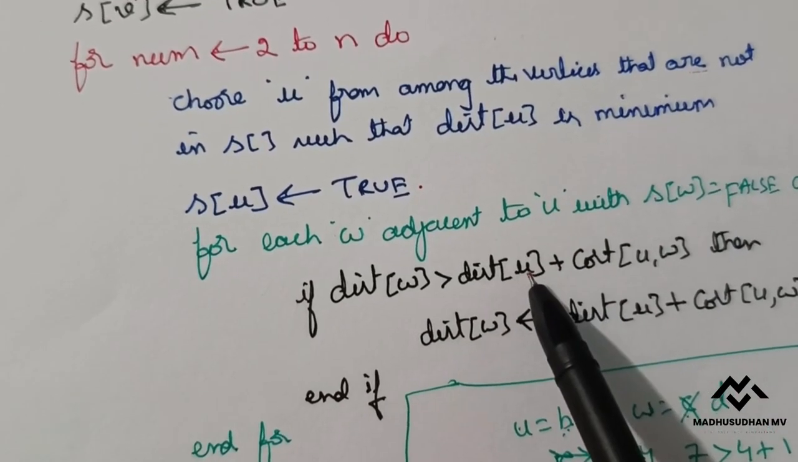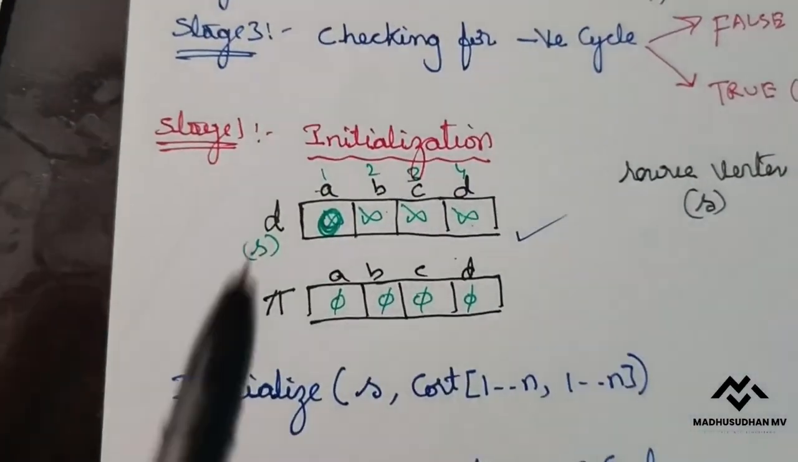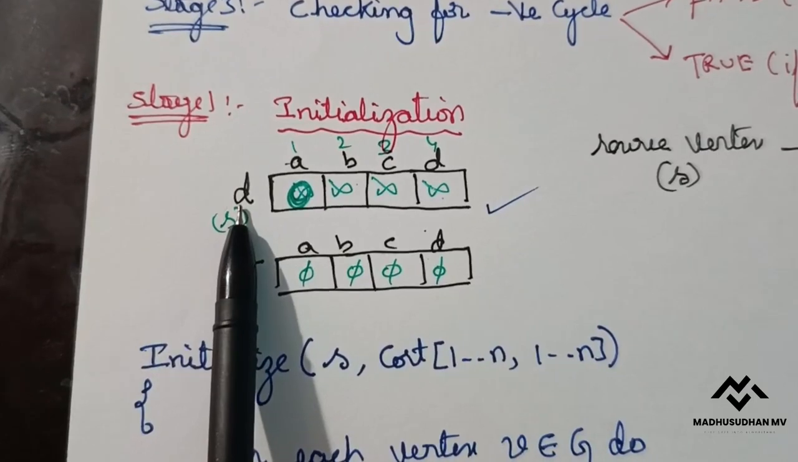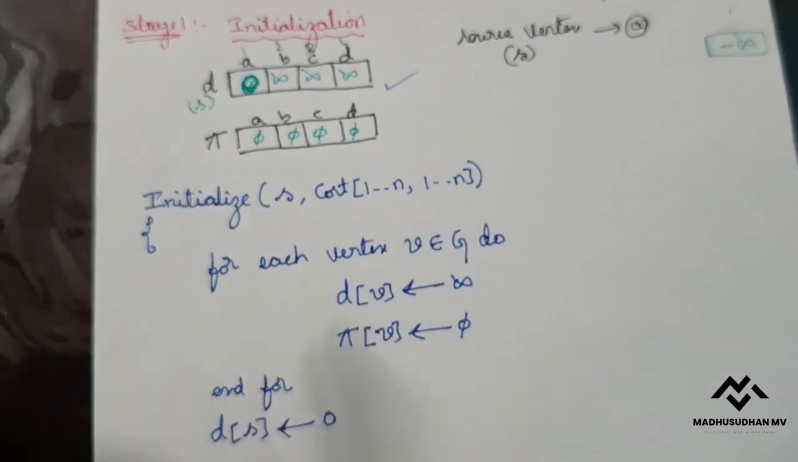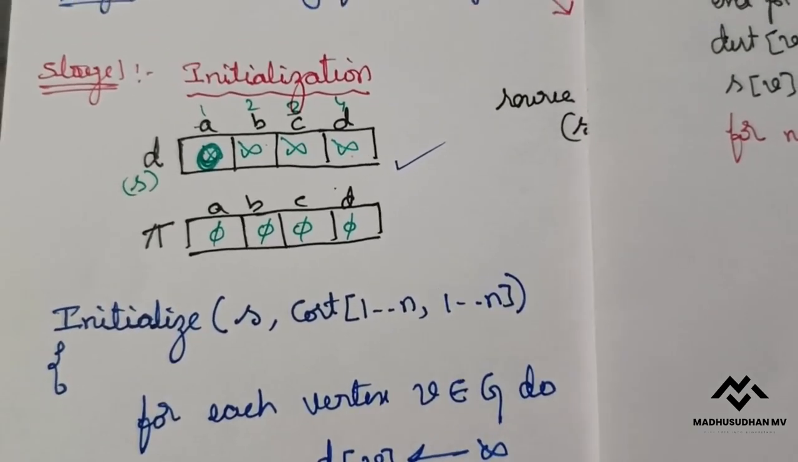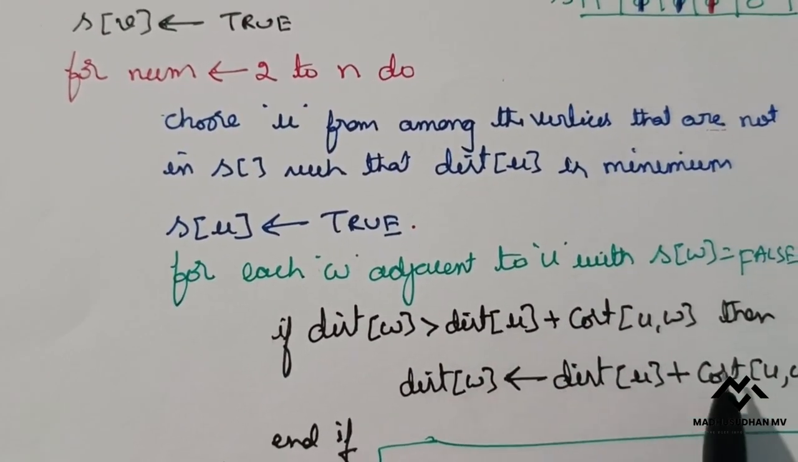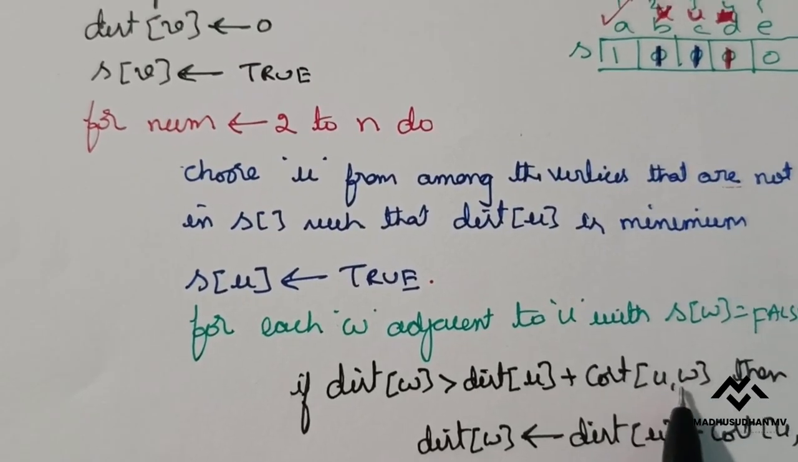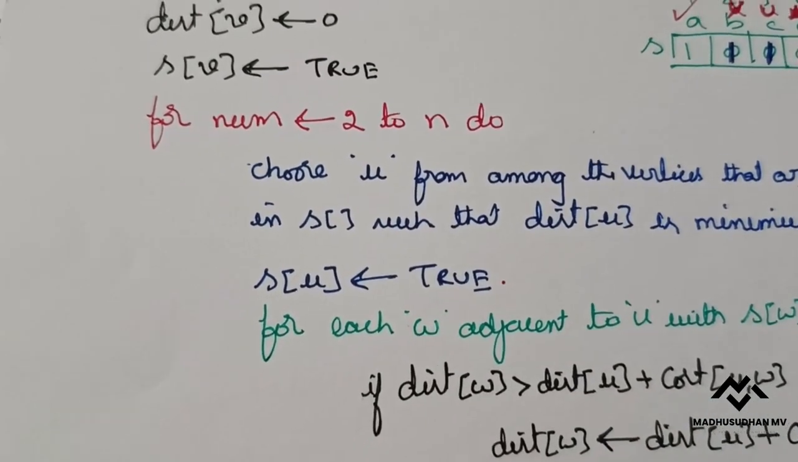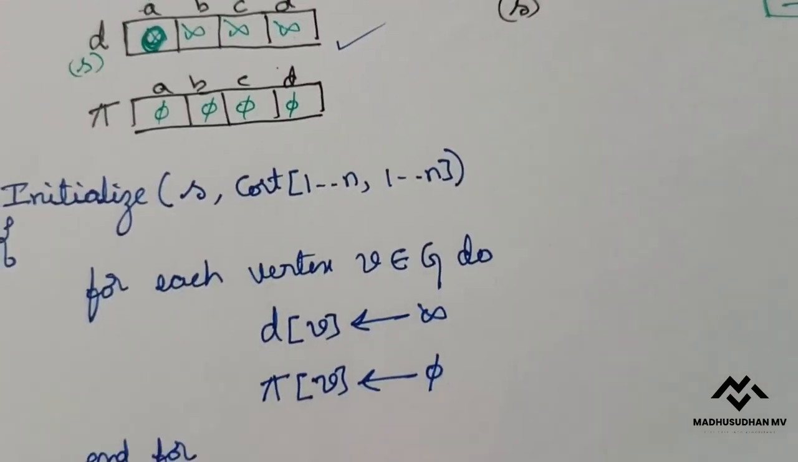Here also I used U. Instead of dist, I used D. For distance, here I used D. And one more thing: in the Dijkstra's algorithm, we used U comma W. That is the edge. But here I'm using V comma W. That's it. Okay, U comma V. That is the only difference.